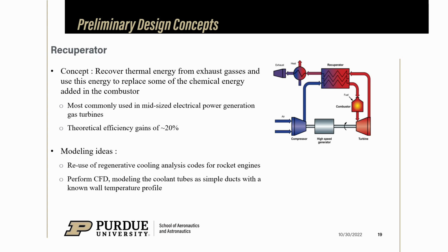To evaluate this concept, we have a couple of ideas on how to model this during our selection process. The first is through the reuse of regenerative cooling analysis codes for rocket engines. And the second idea is to perform CFD with ADS CFD by modeling the coolant tubes as simple ducts with a known wall temperature profile. To choose between these models, we need to select a specific heat exchanger design, which is currently in process. The primary challenges with this design are weighing the benefits of the increased efficiency against increased weight from this system and possible impacts on the amount of thrust generated by modifying the exhaust flow. I'll hand things back off to Kevin to finish up the presentation.